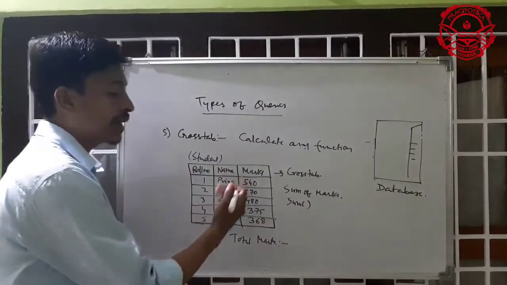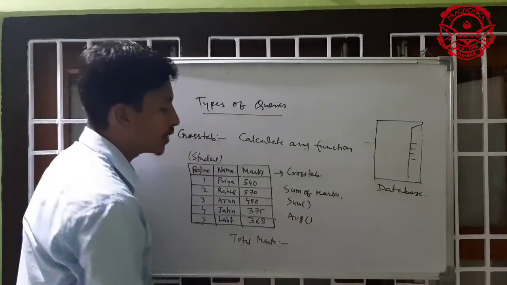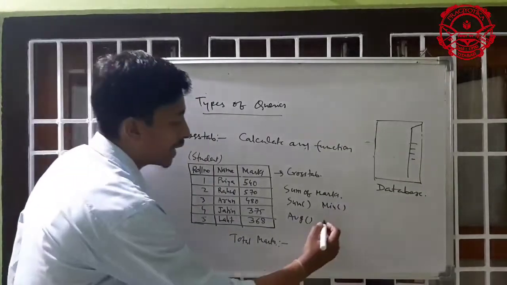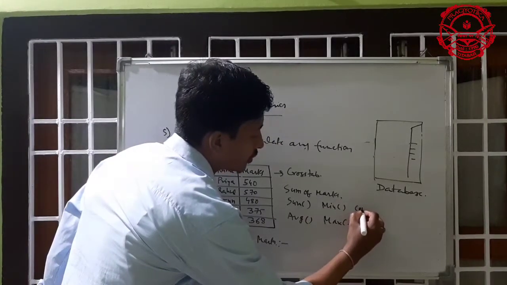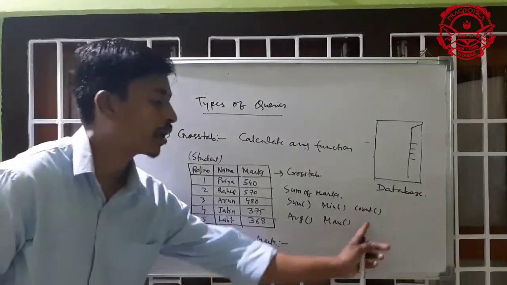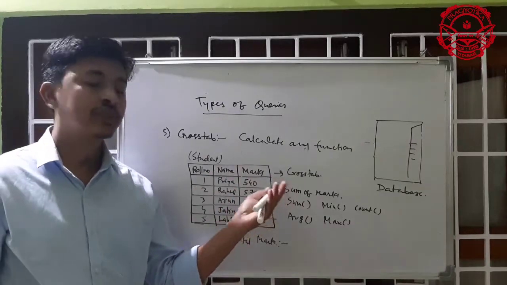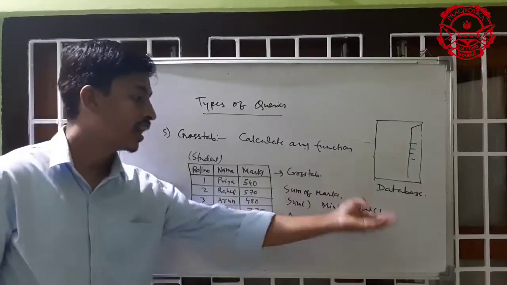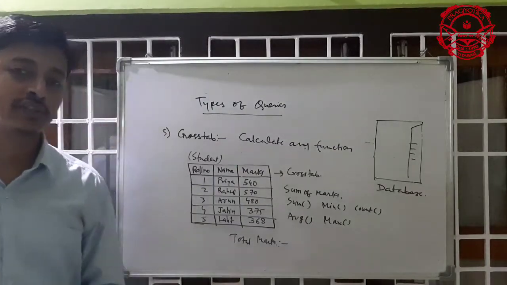We can also calculate the average marks with the help of the AVG function. We can calculate the minimum marks, min. We can calculate maximum marks, max. We can also calculate count, the number of students, with the help of the count function. So in this way you can easily use these functions. The basic functions are sum, min, max, average and count, with the help of this cross tab query. Okay, cross tab query.